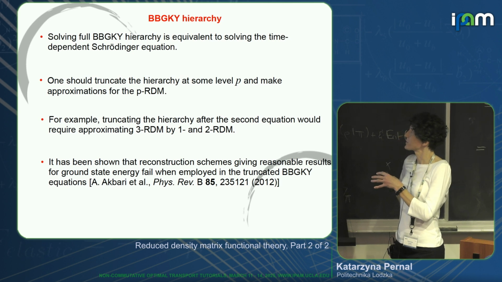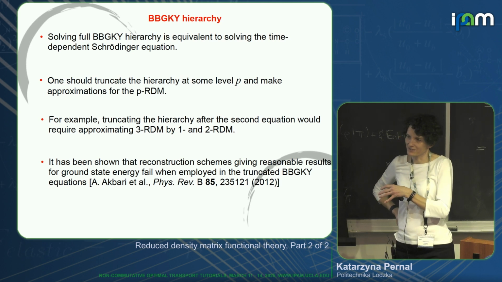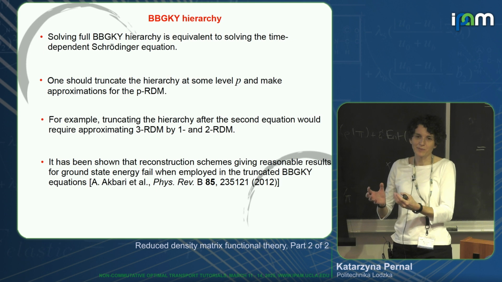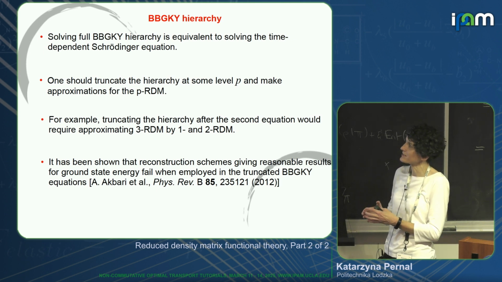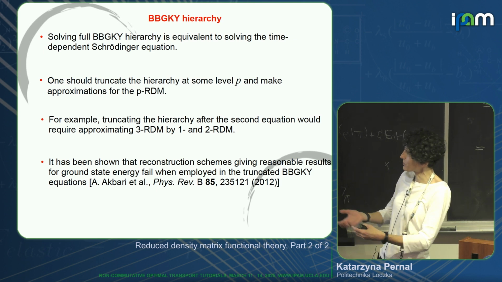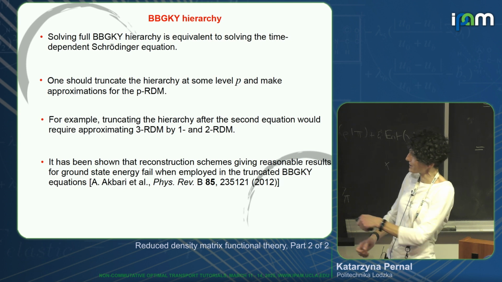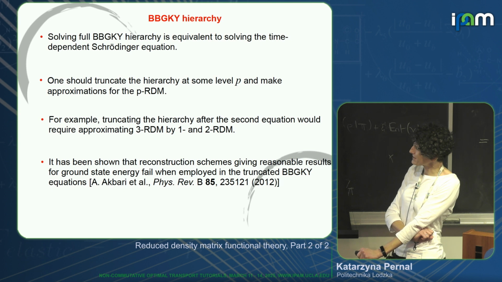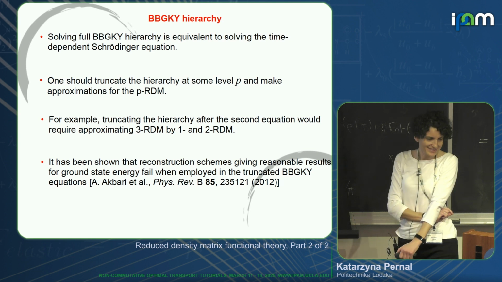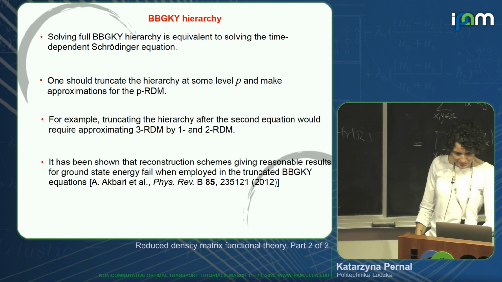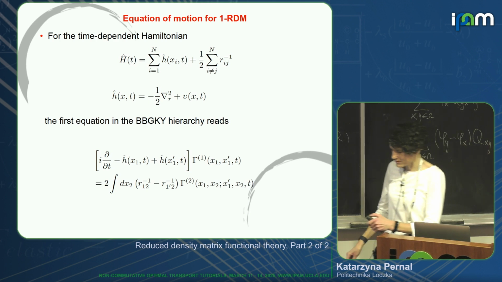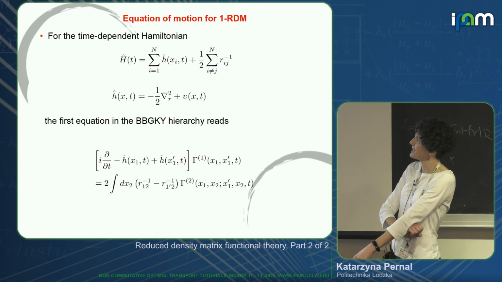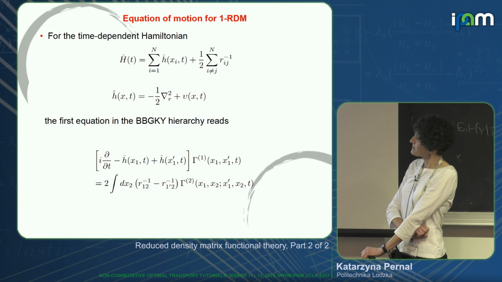More precisely, you approximate so-called cumulants, so the uncorrelated and correlated parts of the density matrices, in terms of the lower level, lower order density matrices. This has been tried in time-dependent equations, but the results were very discouraging. I will not talk more about it because I was not involved, but it was like a dead end. But we are not going to do this.